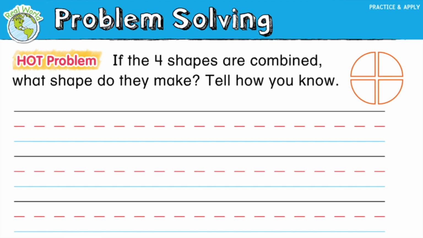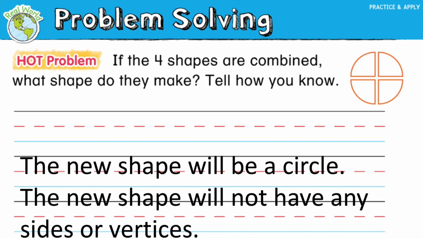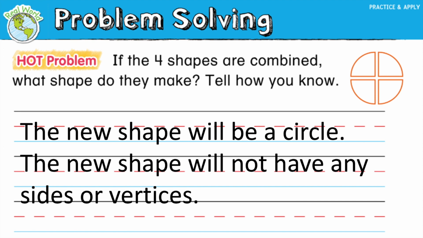All right, mathematicians, let's go ahead and solve the hot problem. It says, if the 4 shapes are combined, what shape do they make? Tell how you know. Look carefully at the 4 shapes located to the right of the screen. If we combine all 4 shapes, what new shape do they make? How do you know? Excellent. So yes, if we combine the 4 shapes, the new shape will be a circle. The new shape will not have any sides or vertices.